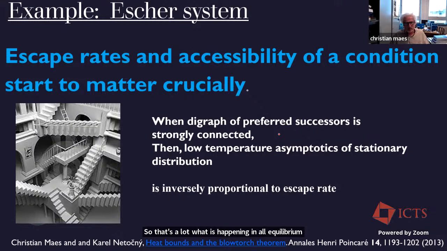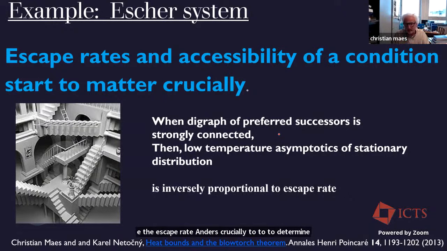But if we look at, say, low temperature or very large driving, and we connect our non-equilibrium conditions in a graphical way, which is then a D-graph of preferred successors, when it is strongly connected, I'm not going to enter into the details, one can easily verify that the low temperature asymptotics of the stationary distribution is inversely proportional to the escape rate. That is just one specific example of this blowtorch theorem, where clearly a kinetic aspect, here the escape rate, enters crucially to determine the occupation statistics.